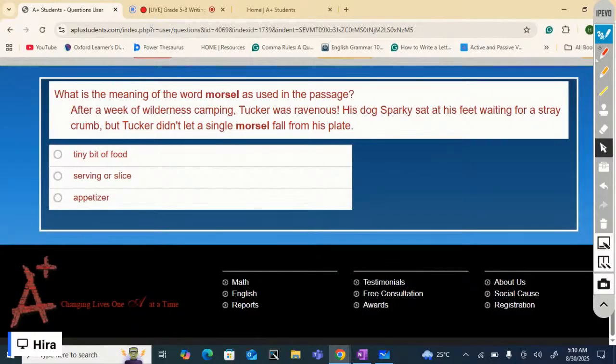Do you remember? Who remembers it? Tiny bit of food, serving or slice, appetizer. What is the meaning of morsel as used in the passage? See, where is morsel? Yes. Where is the synonym or context clue? Now, can you guess the meaning of morsel? Someone has answered it. Is it Esther? Esther, is it you?